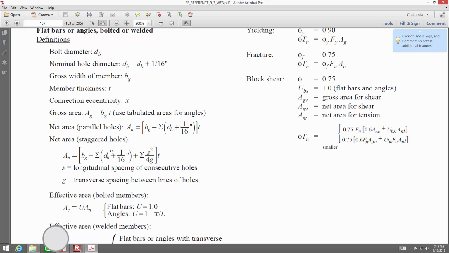You have 16, 4, and... You add a 1/16 when you're doing bolt calcs, but you add an 1/8 when you're doing tension member calcs. Y'all remember that? So this formula looks like it's wrong, but it's actually not, because it's saying the diameter of the hole, and the diameter of the hole is the diameter of the bolt plus the 1/16 of an inch. So it looks wrong.